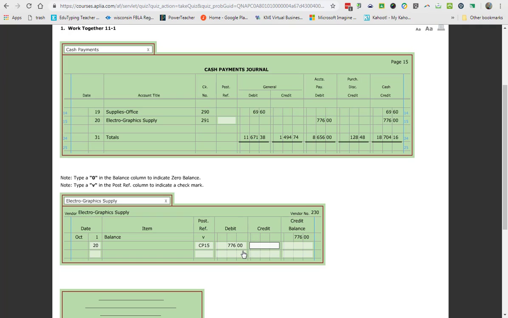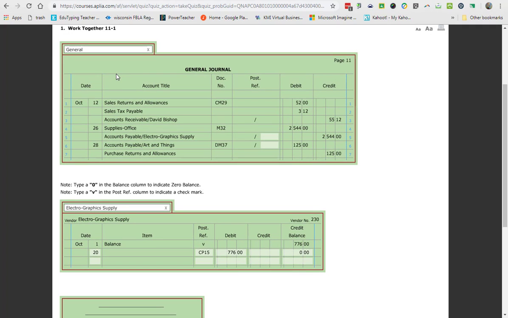Okay. Last thing I do is take 230, put that back up on my post reference. Now I'm going to go ahead and go to my general journal. On our general journal, guess which lines I'm posting? Line 5 and 6, so the date of the 26th.